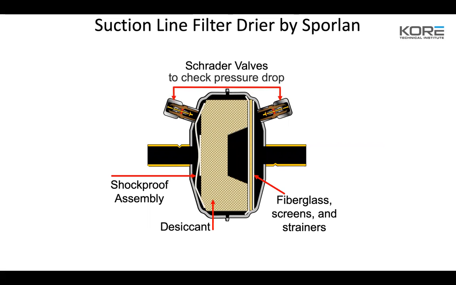So again, you've got your Schrader valves, check the pressure drop across that suction filter. Again, this is a temporary filter that you throw in there. You can see on the Sporlan, the construction is very similar to the liquid line filter dryer, but the components inside it are a little bit different.